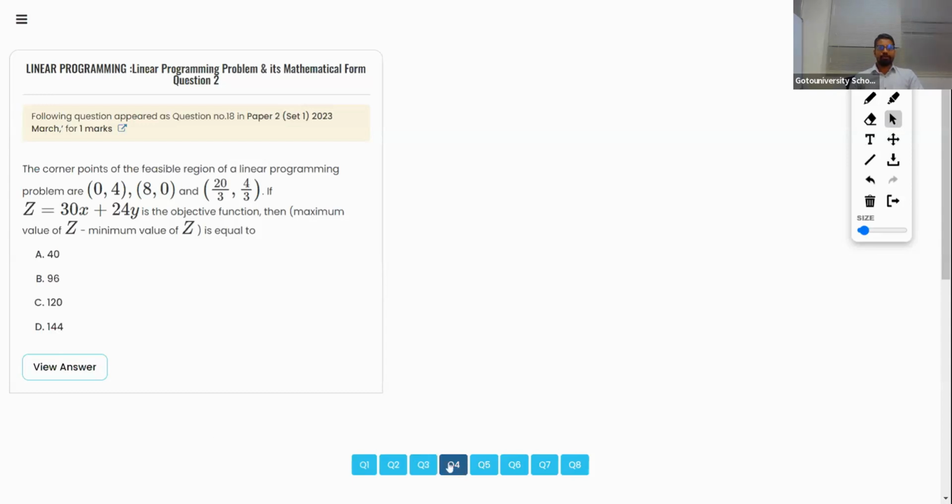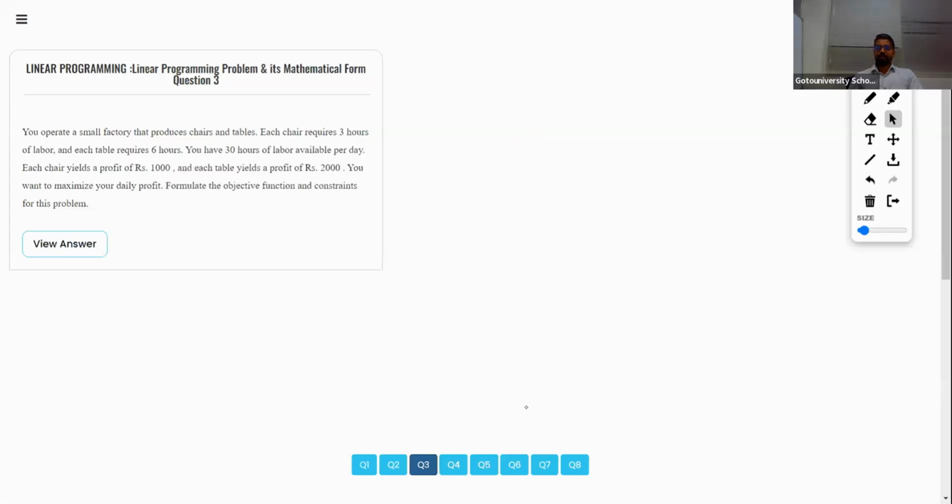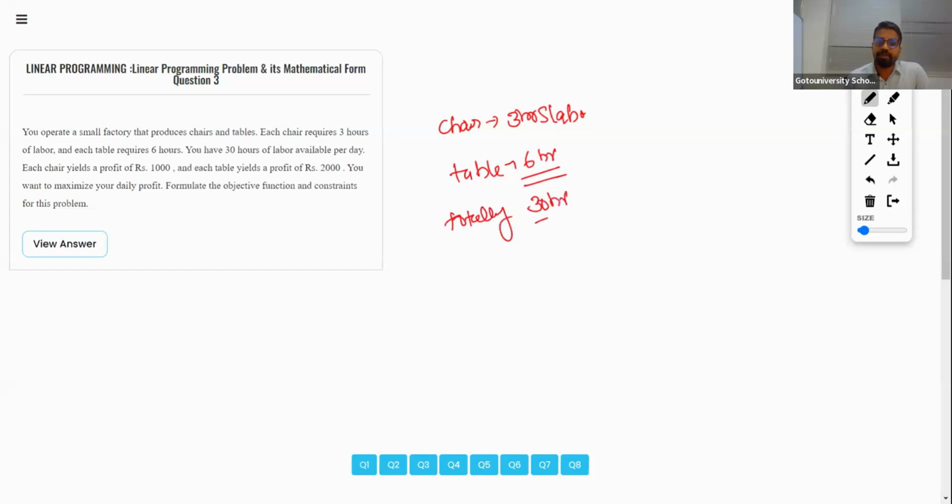Which question are we at now? Third question. So what's happening in the third question? You operate a small factory that produces chairs and tables. Each chair requires 3 hours of labor, and each table requires 6 hours of labor. Remember, a chair needs 3 hours of labor and a table requires 6 hours of labor. You have 30 hours of labor available per day. Totally, we only have 30 hours of labor.